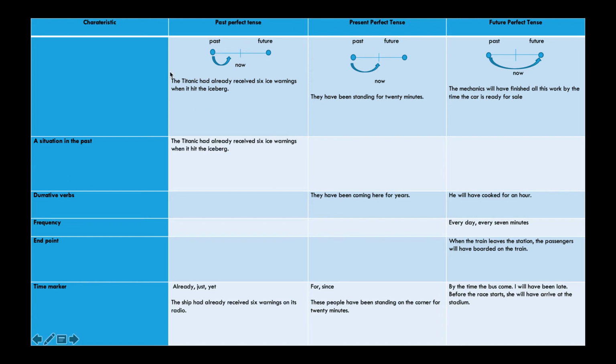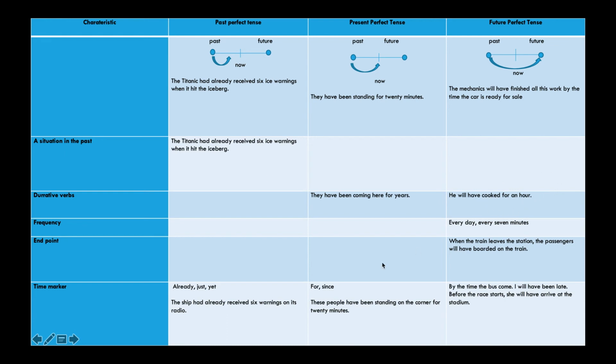And so this is the example. The Titanic had already received 6 ice warnings when it hit the iceberg. And for present perfect tense, they have been standing for 20 minutes. And for the future perfect tense, the mechanics will have finished all this work by the time the car is ready for sale. And for durative verbs, they have been coming here for years. He will have cooked for an hour.